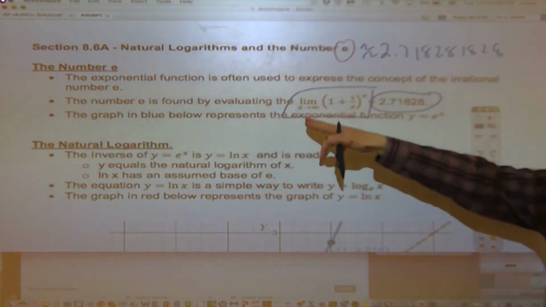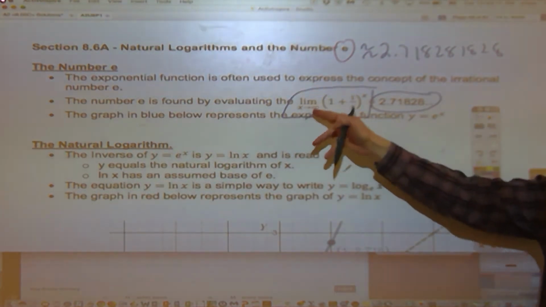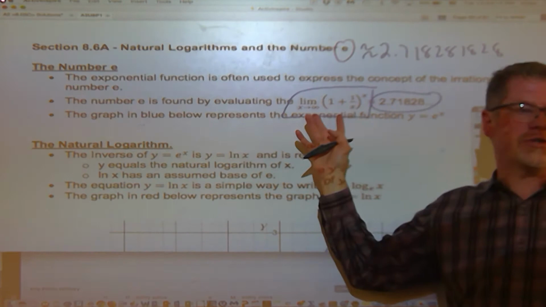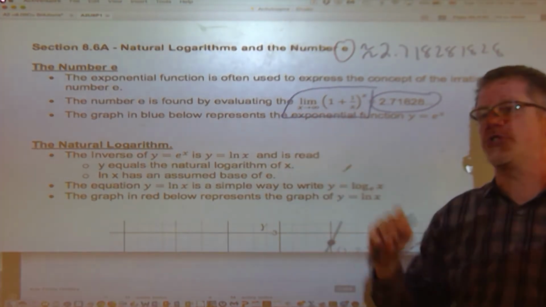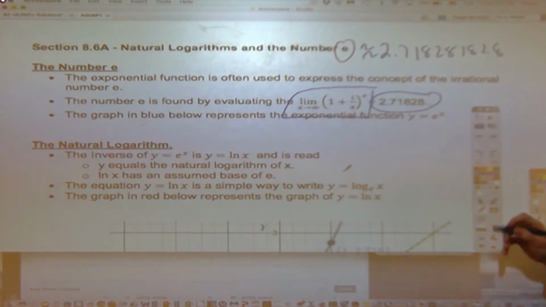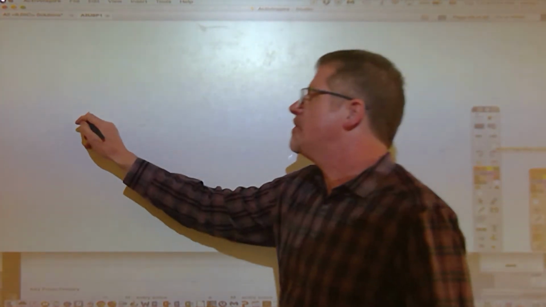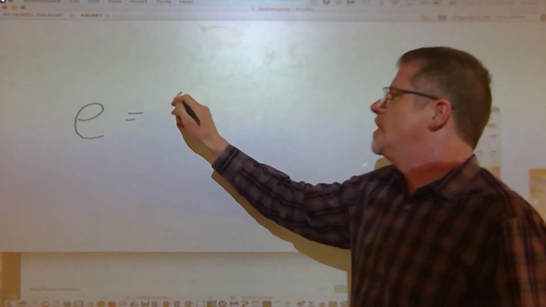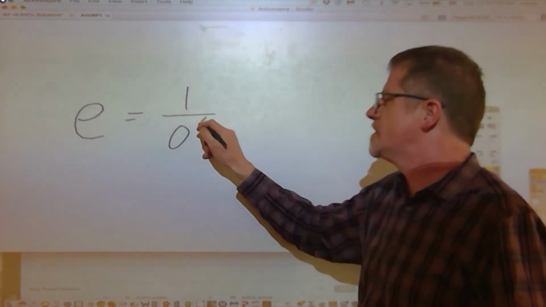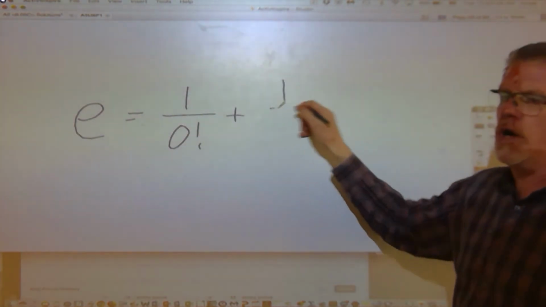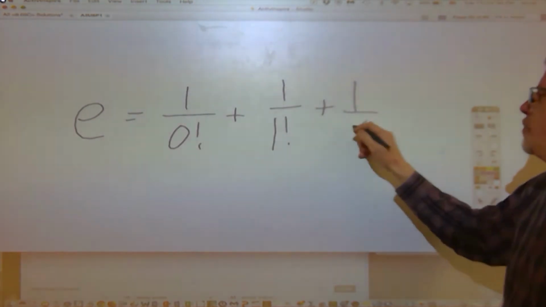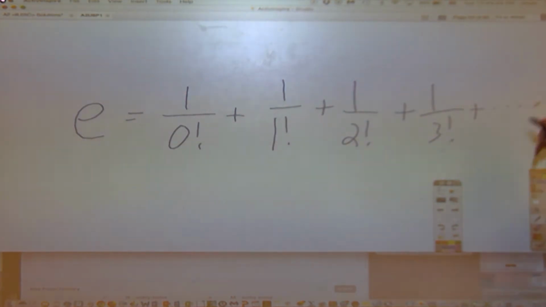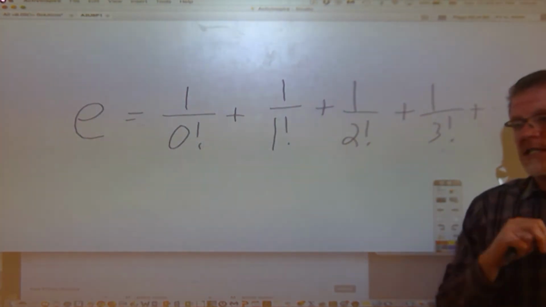In calculus, we talk about E as the limit as x approaches infinity of (1 plus 1 over x) to the x. It's a little bit jarring to see this calculus notation coming out of nowhere in an Algebra 2 course. It might be a little easier on your system to see another expression for E. E happens to be exactly equal to 1 over 0 factorial plus 1 over 1 factorial plus 1 over 2 factorial plus 1 over 3 factorial plus ... forever. It's an infinite series.